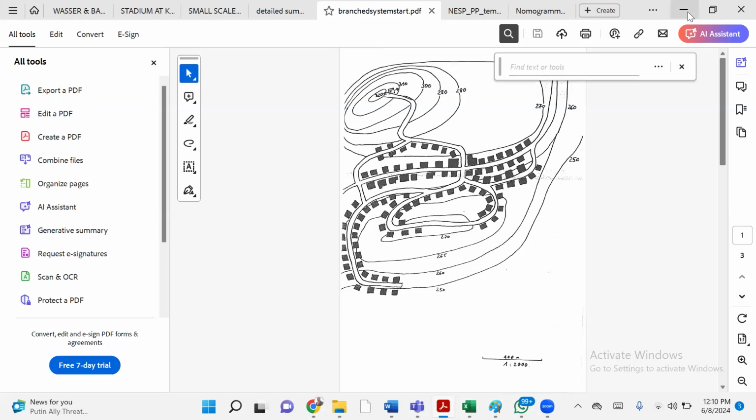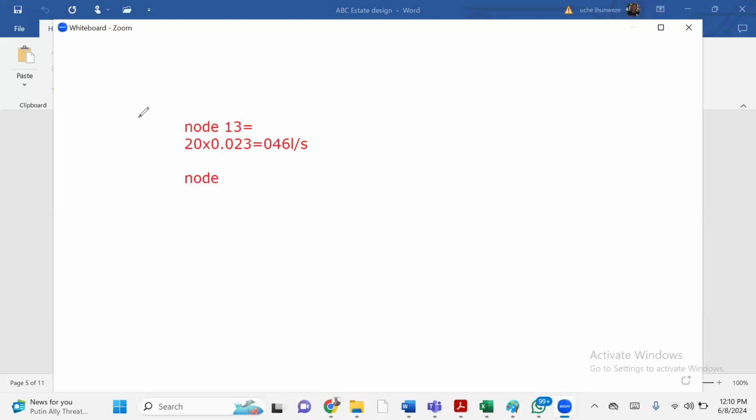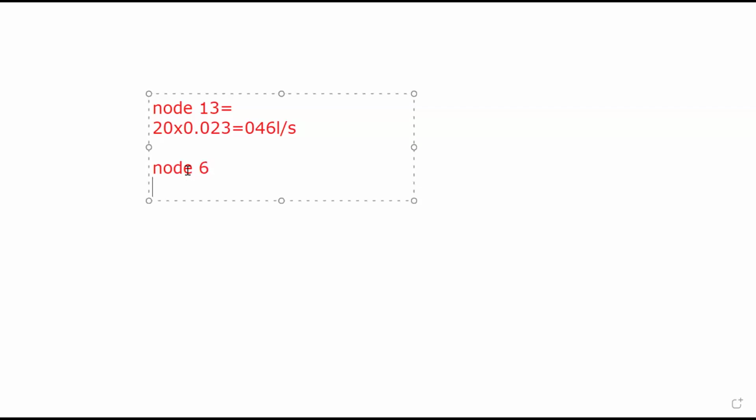Therefore, node 6 is now 8 times 0.023, which is 0.184.